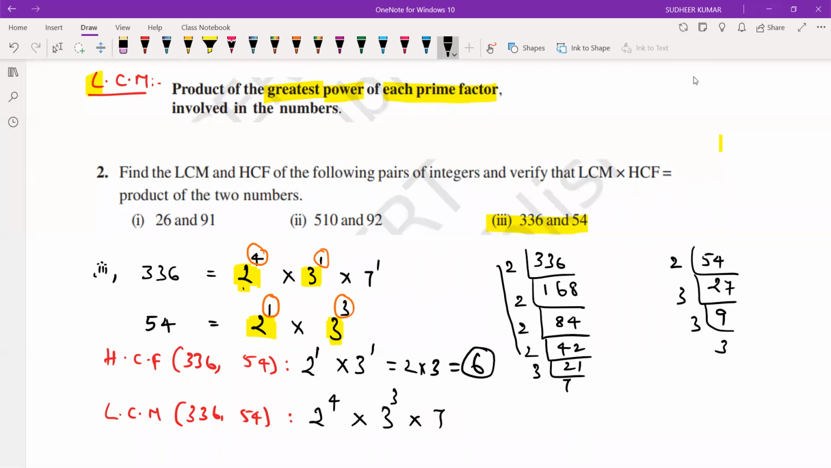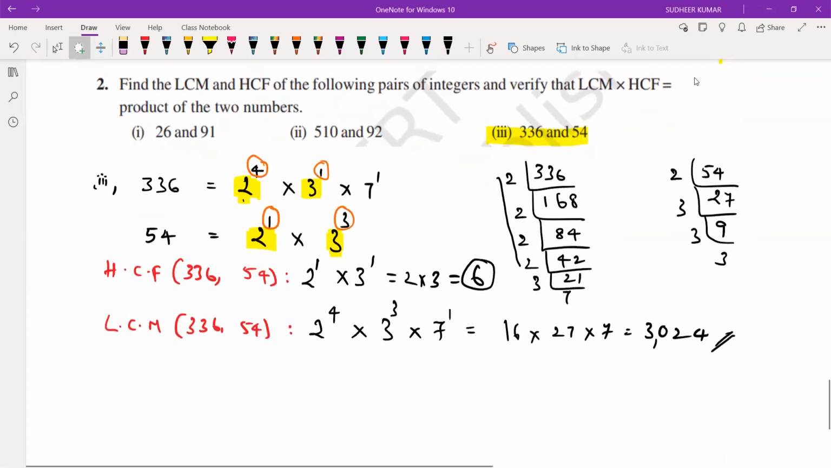Do you understand it? Yes, sir. Multiply and get the result. This is 16 times 27 times 7. What result do you get? So 3024 is the LCM of these two numbers. Now find the product of these two. We are checking the relation: LCM into HCF equals the product of the two numbers or not. So find the product of these.